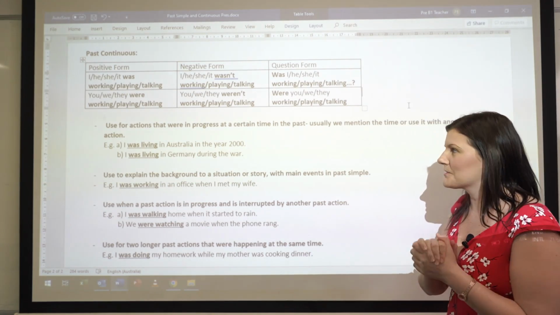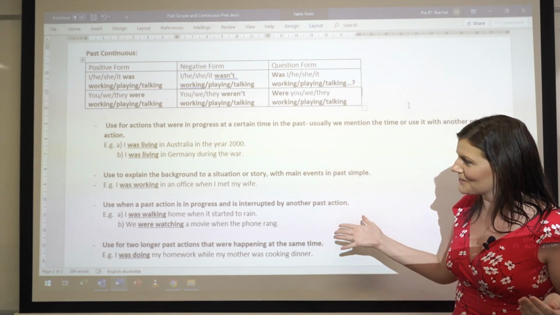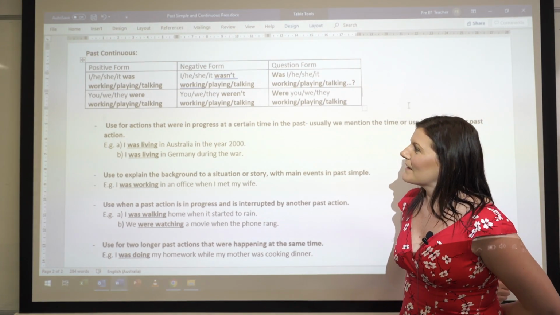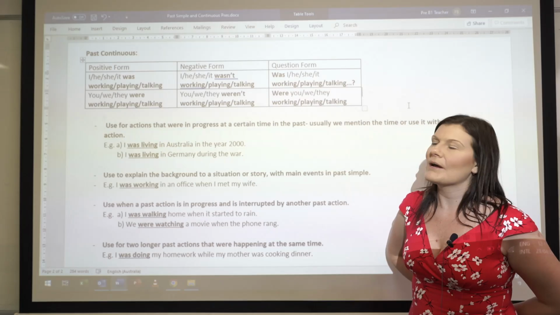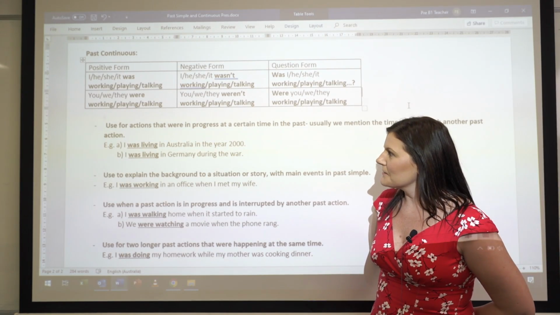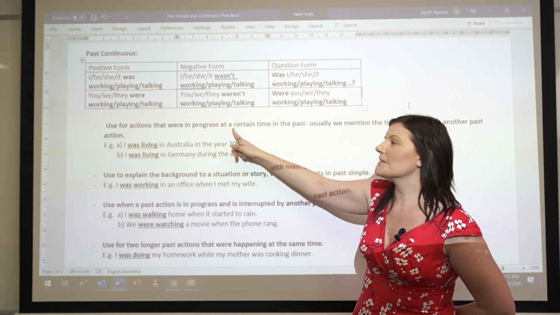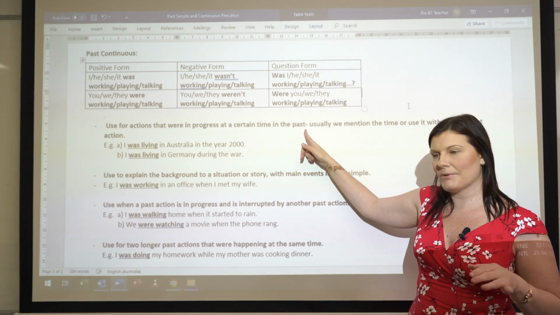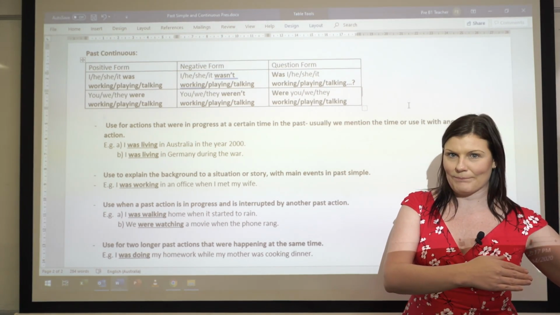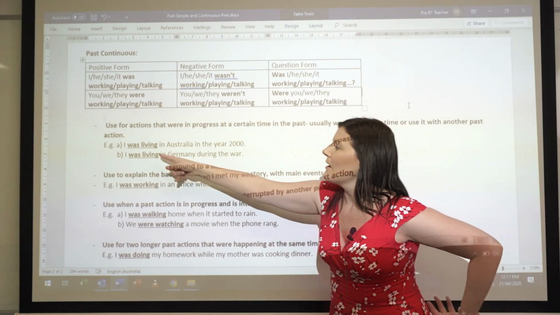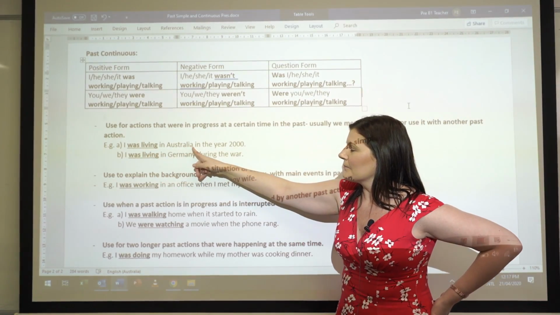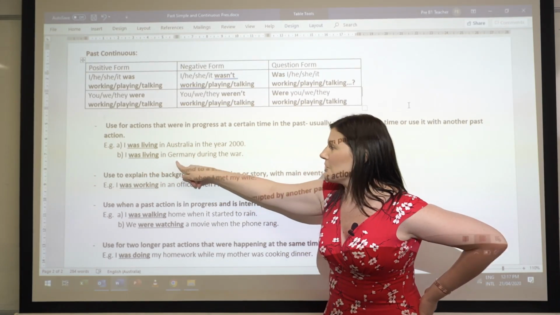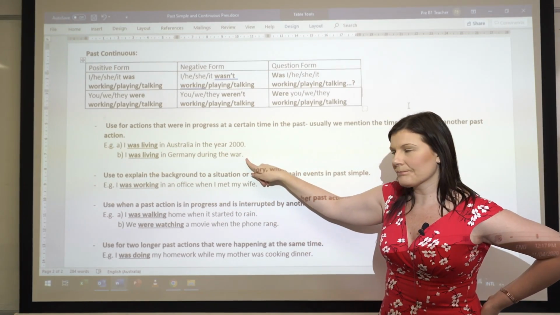Now, why do we use the past continuous? Here are the functions and some examples, so let's go through them together. Firstly, we use past continuous for actions that were in progress at a certain time in the past. They're not happening now, but they were at this time. For example, I was living in Australia in the year 2000. I was living in Germany during the war.